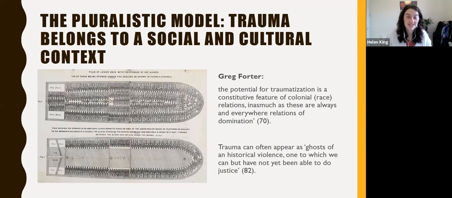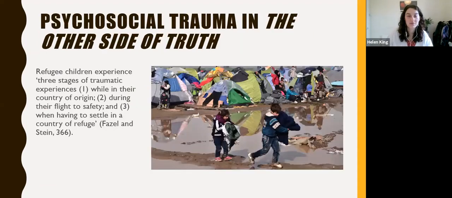So I want to turn to the other side of truth again to explore how we can interpret this text, also using the kind of model that Greg Forter describes, this model of psychosocial trauma. Nina Faisal and Alan Stein outlined that refugee children experience three stages of traumatic experience. One, while in their country of origin, that's stage one. Secondly, during their flight to safety. And thirdly, when having to settle in the country of refuge.